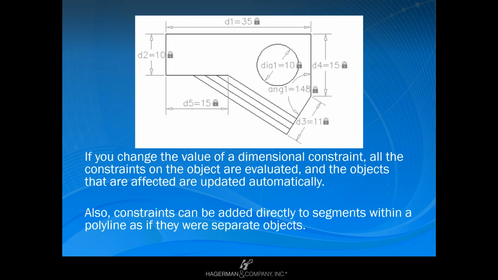Here's an example. If I change the value of a dimensional constraint, all the constraints on the object are evaluated. They're affected, they're updated automatically. They're modified to reflect what you modify in the dimension. They can be added directly to segments within polylines as if they were separate objects as well.